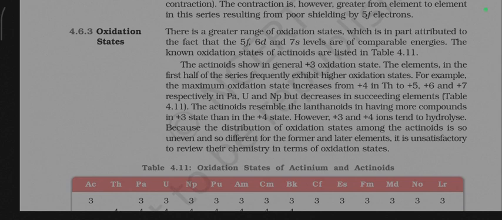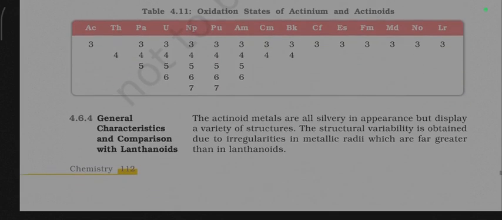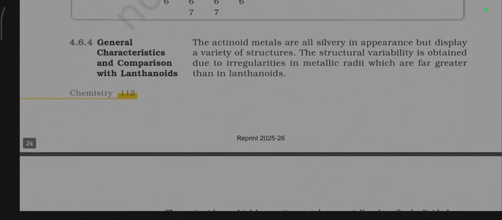The actinoids resemble the lanthanoids in having more compounds in the +3 state than in the +4 state. However, +3 and +4 ions tend to hydrolyze. Because the distribution of oxidation states among the actinoids is so uneven and so different for the former and the latter elements, it is unsatisfactory to review their chemistry in terms of oxidation states, general characteristics, and comparison with lanthanoids.